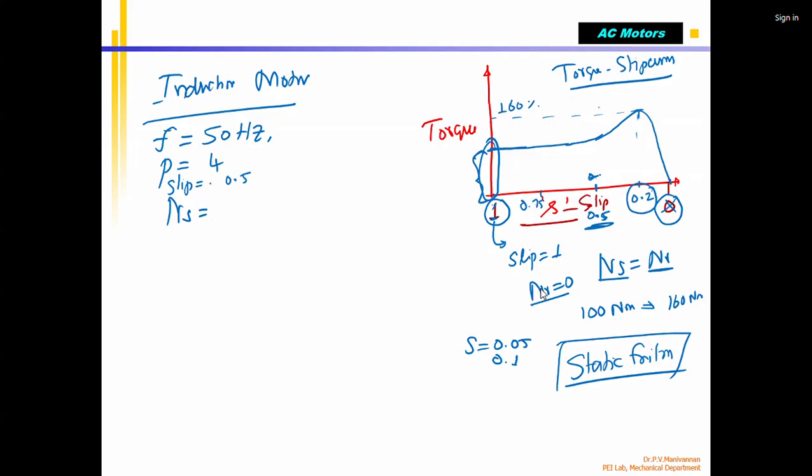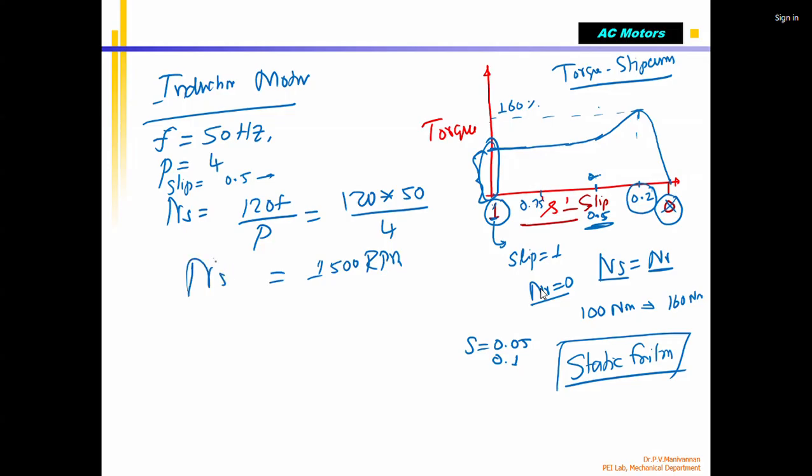So now I can say that I can give any value, slip value, 0.2, 0.5, 1, and you can automatically find out. So NS equal to, we know that 120F divided by P. So 120 into 50 divided by 4, this is going to be 1500 RPM. So that is the synchronous speed of the magnetic field, correct? This is called sync speed of the magnetic flux, NS.